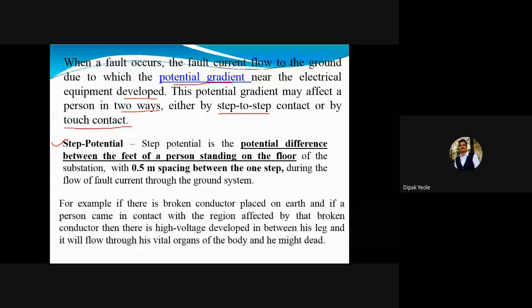We saw step to step first. We take 2 steps with our feet. Hence it is called step to step contact.